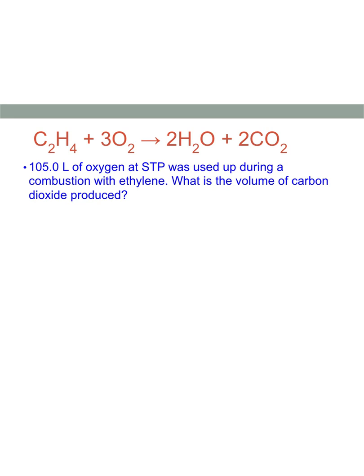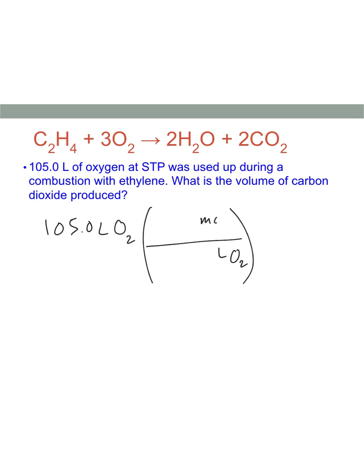105 liters of oxygen at STP was used up during a reaction with ethylene gas. What is the volume of carbon dioxide produced? Okay, so 105.0 liters of oxygen. We're going to convert that from liters of oxygen into moles of oxygen first to use the mole ratio. This is connecting to material we learned last trimester.